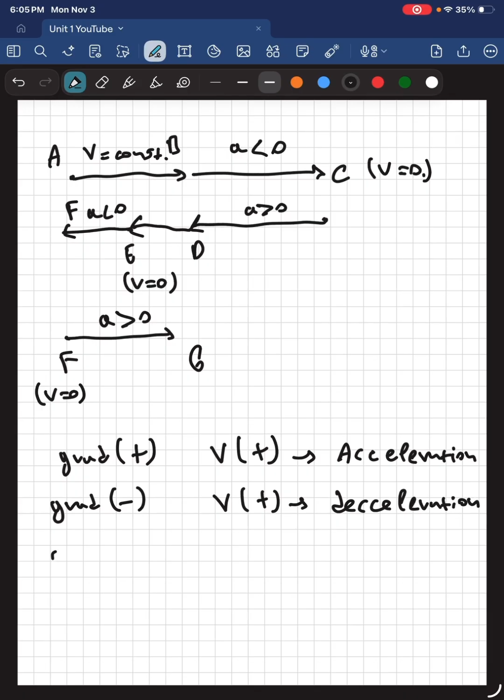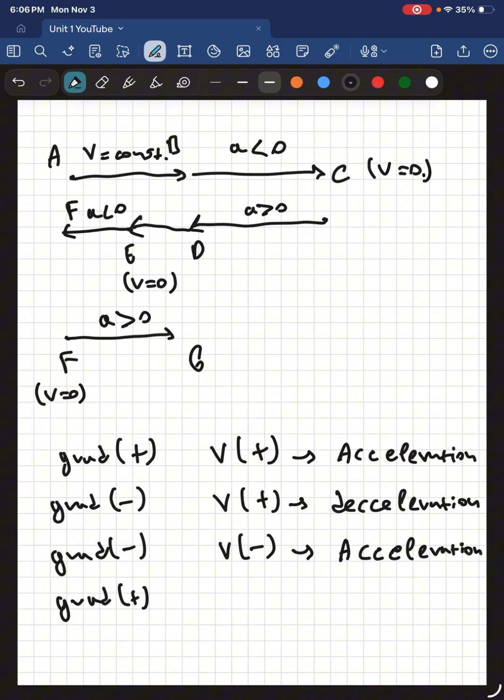The other case is when we have a negative gradient and a negative velocity together, in which case we actually have acceleration. And the final case is when the gradient of the velocity time graph is positive, but the velocity is negative. In that case, can you guess what we have? What kind of motion? We have deceleration.